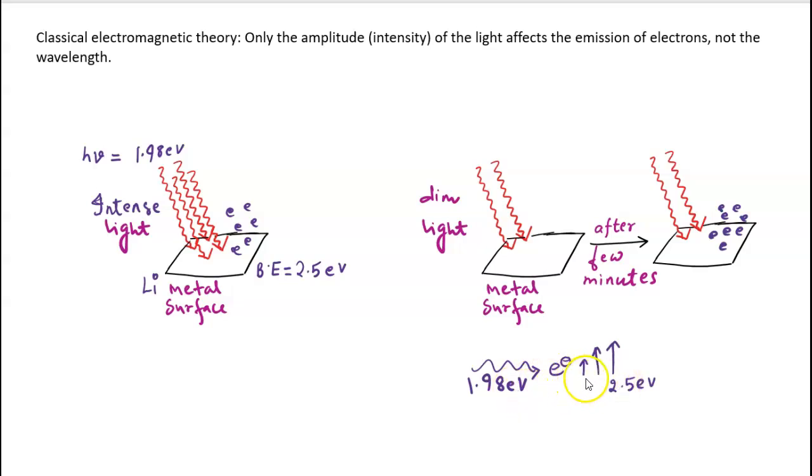1.98, then 1.99, then 2.0, and slowly it will reach 2.5 electron volt, which is the binding energy of the electrons in the metal atoms. So ultimately the electrons will get ejected after a few minutes. So the dim light needs a few minutes to eject the electrons, whereas when intense light is used, the electrons are ejected instantaneously.